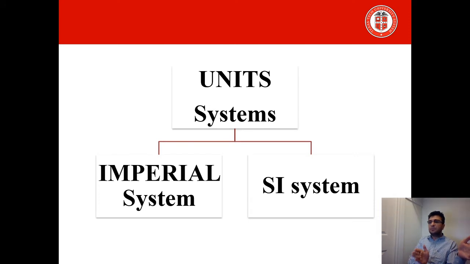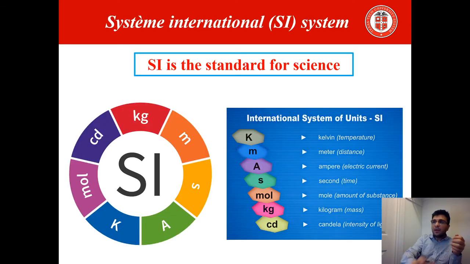One of them is the imperial system, classical or the old system. The other one is the SI system, which is the standard one accepted in the scientific community. So if you look at the SI system, it is derived from a French word, Système International, and it is the standard one which is used in science. It's there on your screen.